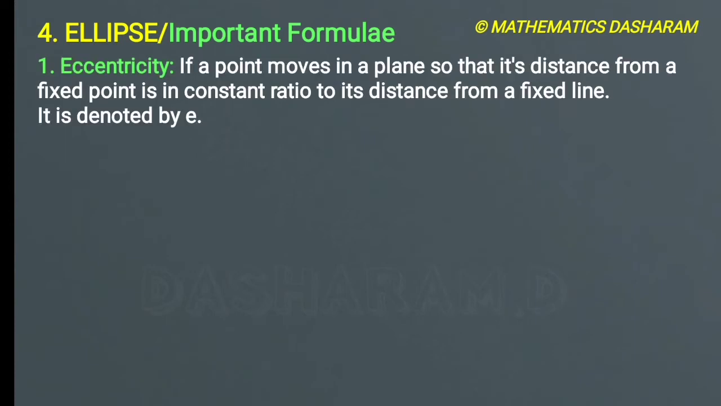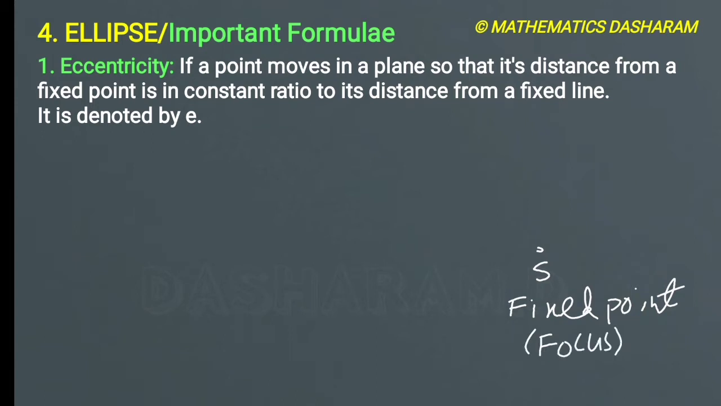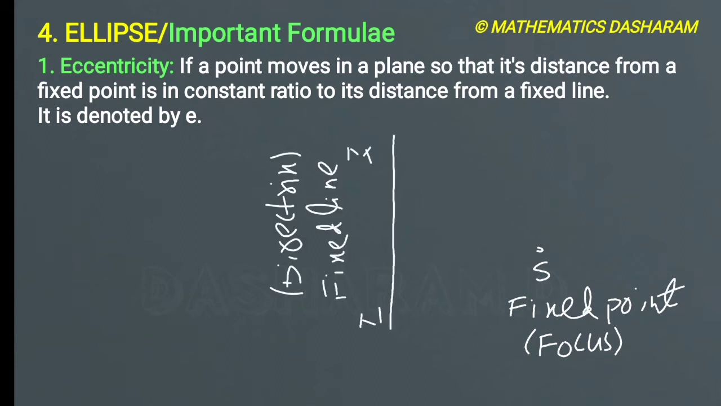The first formula is eccentricity. If a point moves in a plane so that its distance from a fixed point is in constant ratio to its distance from a fixed line, the ratio is called eccentricity, and it is denoted by small e. Here I am taking one fixed point, S, and the fixed point is called a focus. Next, let's take one fixed line, and the fixed line is called a directrix. Now I am selecting one moving point, that is P.